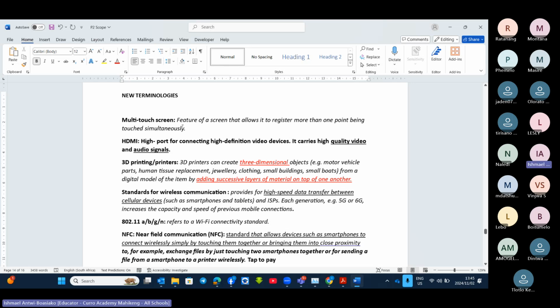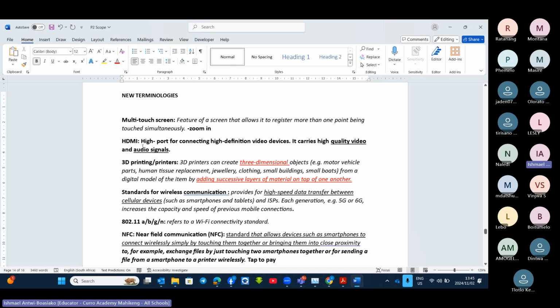Multi-touch screen is a type of feature of a screen whereby you can capture or register more than one point of contact at the same time. And in most cases, we use multi-touch screen for zooming in, zoom in or zoom out, or to stretch a paper, a picture. Let's say you have a picture, you want to zoom in or you zoom out. That is the multi-touch screen.